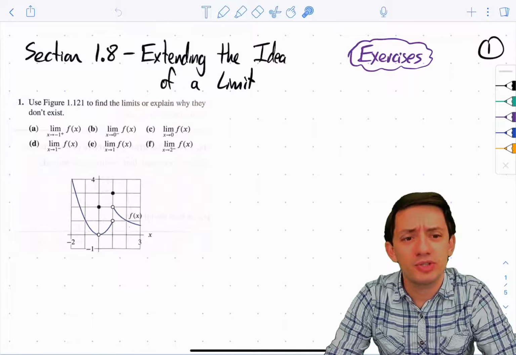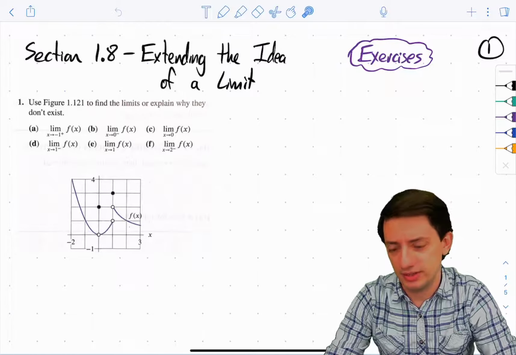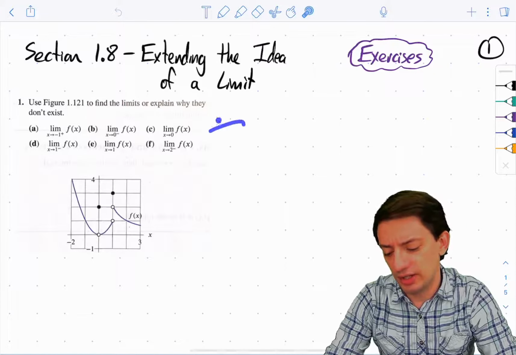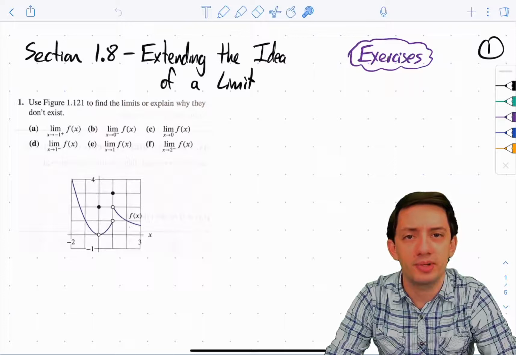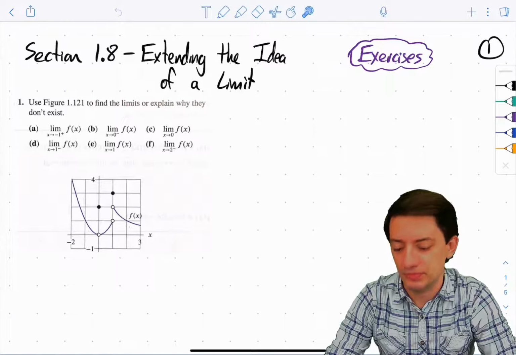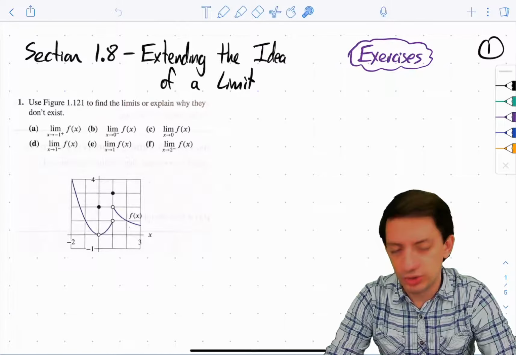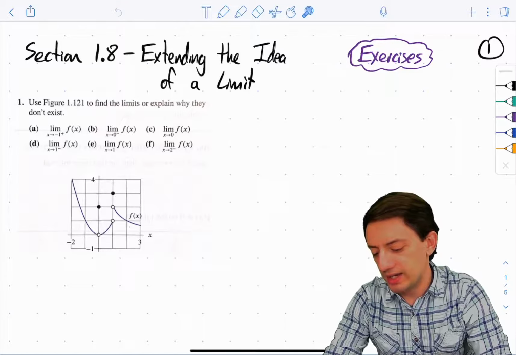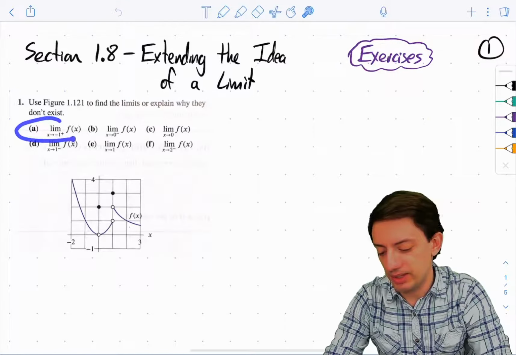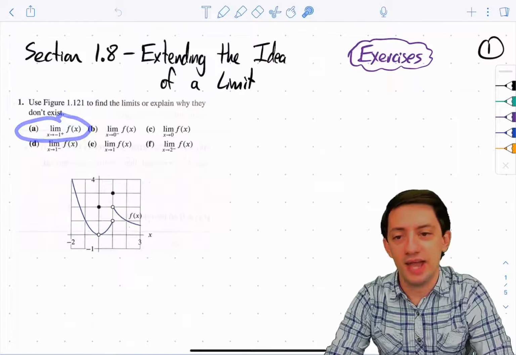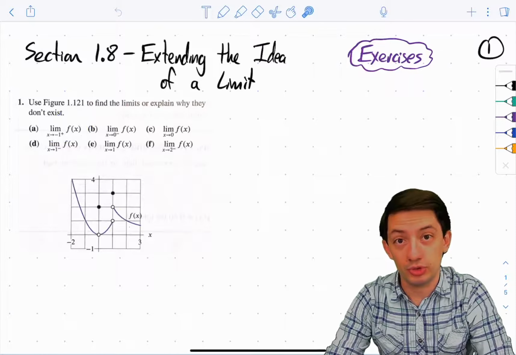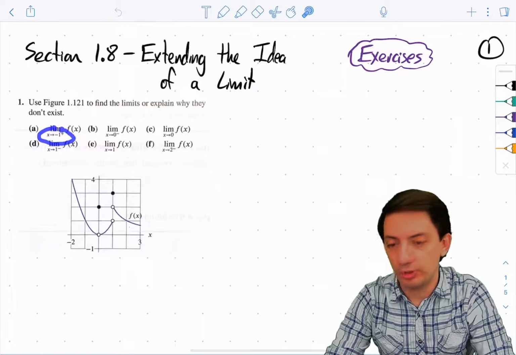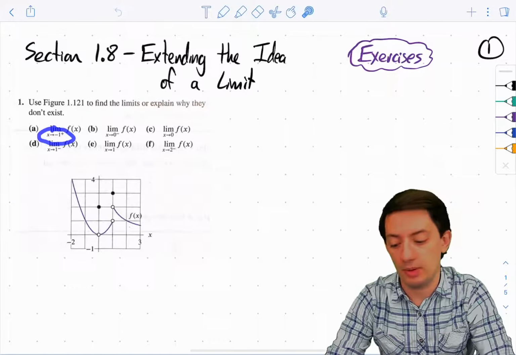And just like some of the questions we saw from section 1.7, it gives us a graph and asks us to find the limit of the function at various points. So let's start in. I think we'll just do a couple of these, maybe not all of them. The first one, part A, asks us to find the limit of f of x as x approaches. Now this could be a little tricky because we have a negative sign and a plus sign. This is x approaching -1 from the right.